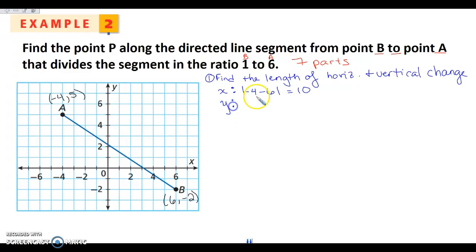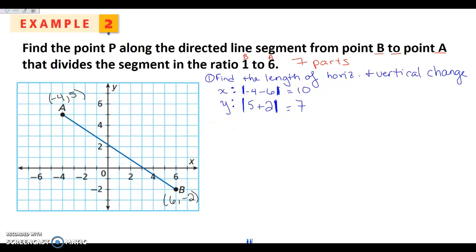Okay, then when I look at the y, I'm going to do the same thing. I'm going to do 5 minus -2. And again, you can put these in whichever order you want. It doesn't matter. You're going to end up with the exact same thing. So I have a length of 7.